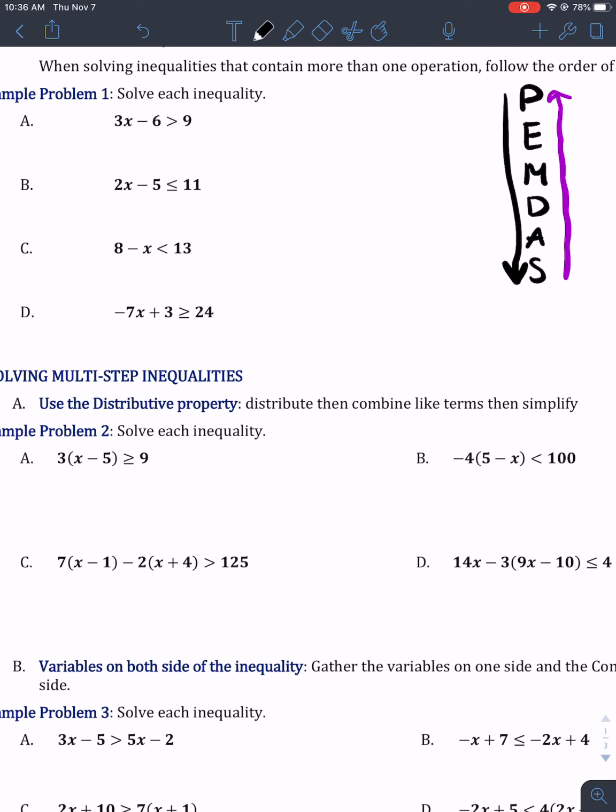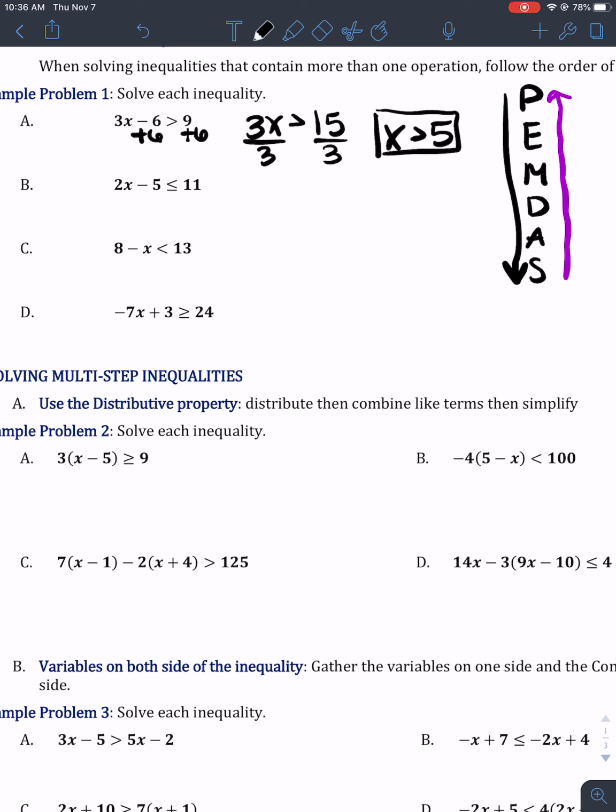So to undo this subtracting 6, I'm going to add 6 to both sides. And when I do, I have 3x is greater than 15. And then I need to divide by 3. Since I'm still dividing by a positive number, I don't have to do anything crazy like flipping the sign. So x is greater than 5. So that is my solution. Make sure you know how to graph that on a number line if I gave you a number line.